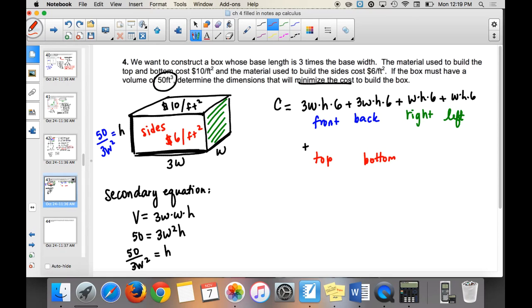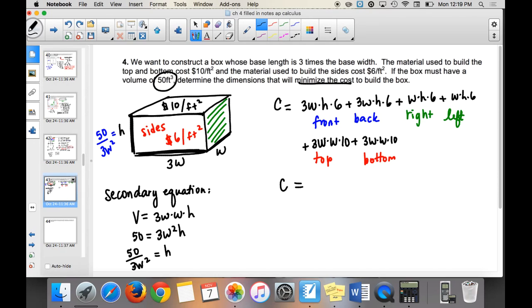Yeah, the top is right here. And it was W by 3W, right? And then it was how much? $10. And then same thing here. So 3W times W times 10. Okay, that's a lot of writing. All right, can we simplify that?